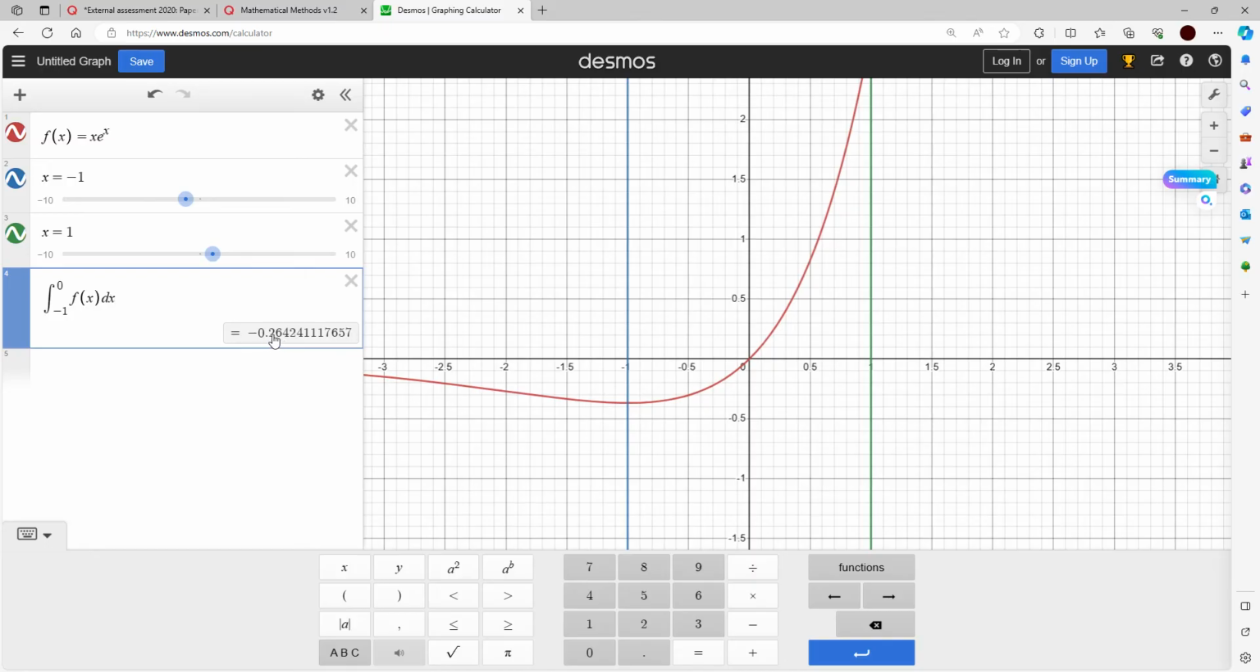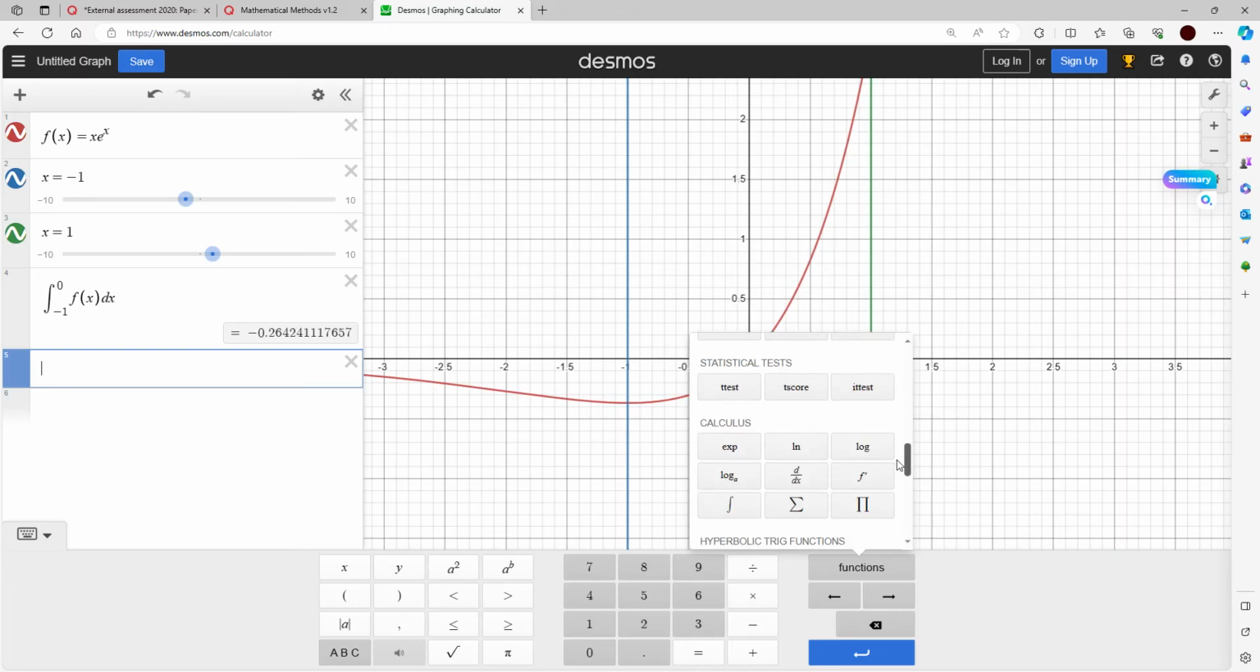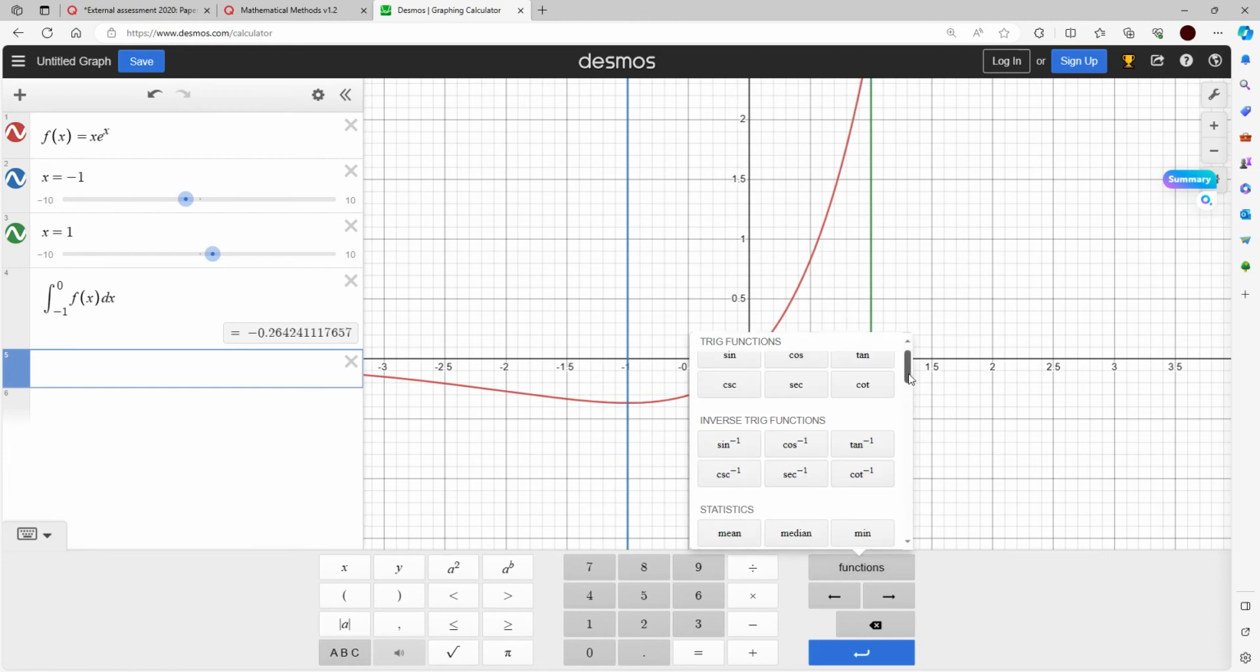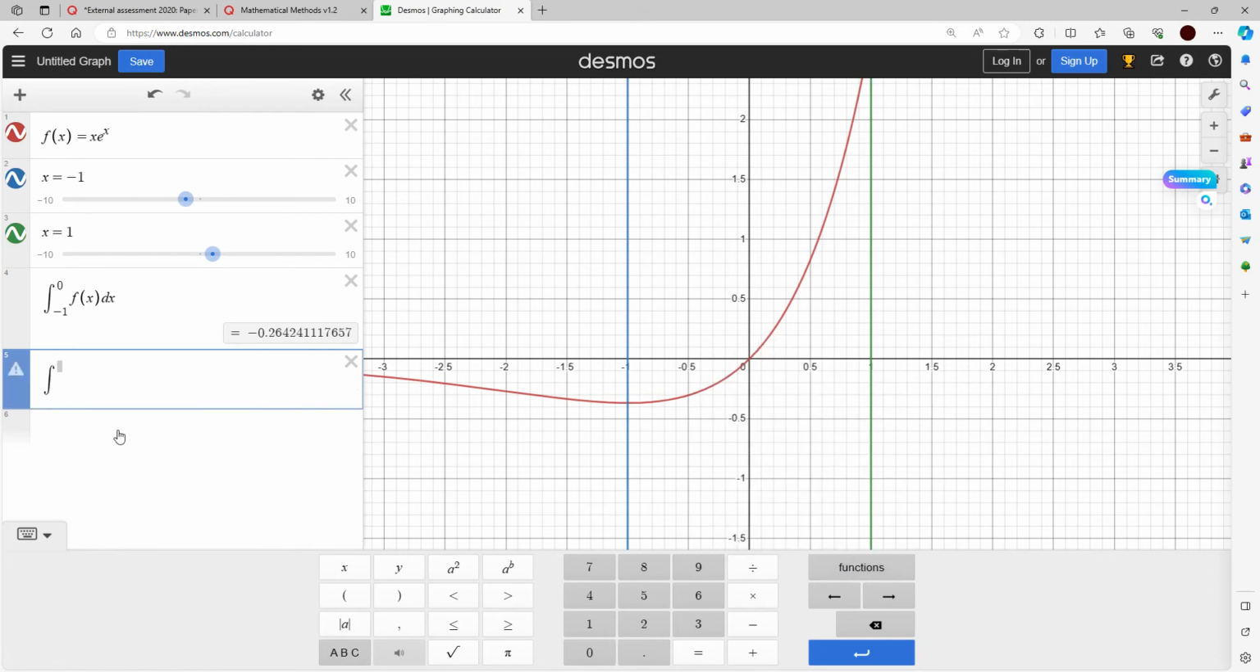So negative 0.26. So the area will be the positive version of that. And then you would work out the integral from 0 to 1. So you would put another integral. So let's just scroll down. From 0 to 1 of f of x dx, and you get 1.